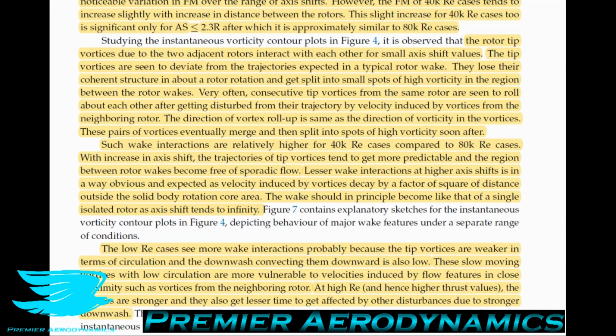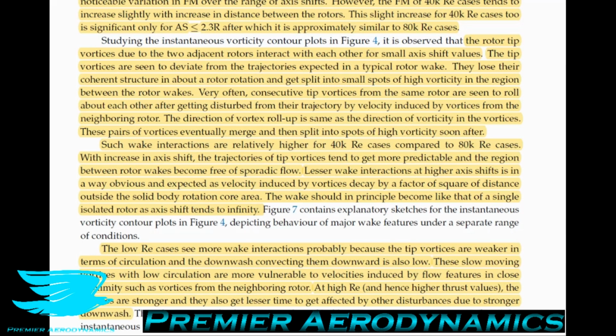Lesser wake interactions at higher axis shifts is in a way obvious and expected, as velocity induced by vortices decays by a factor of the square of the distance outside the solid body rotation core area. So let's discuss this quickly. When you have a vortex in anything, like it can be stationary air, it can have a velocity or whatever. If you have a vortex, it's going to be inducing the flow around it and swirling that.